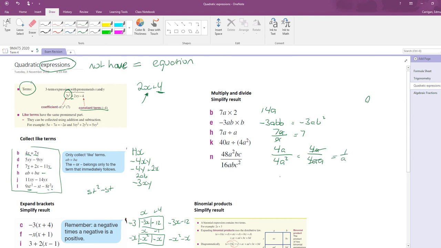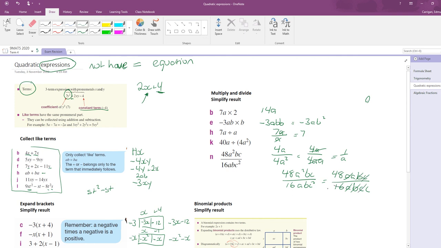And then finally this thing here, 48A squared BC, it's actually been drawn this way, 16AB C squared. Again, you could change this to 48A squared is AA B C on 16A B and C squared is CC. And you can start cancelling out, cancel out an A, cancel out the B, cancel out one C.